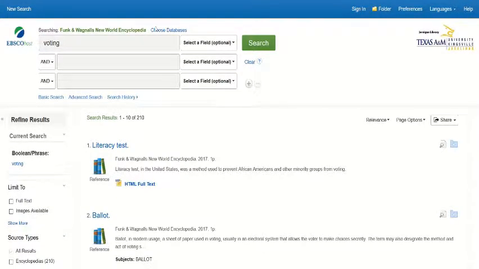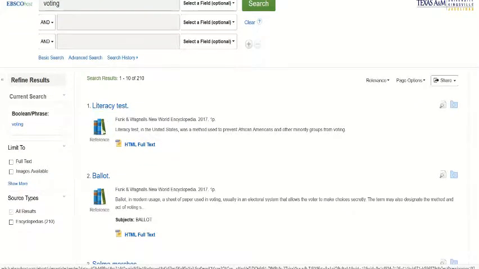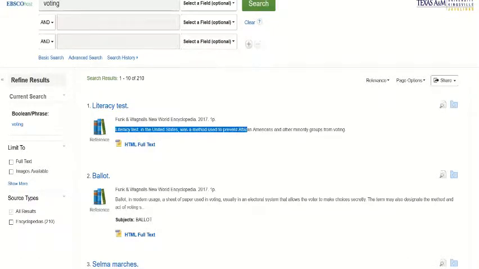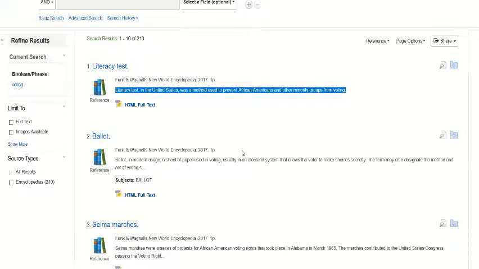Okay, now let's search again. I've searched for voting here as a different term. Some useful terms here, some useful entries. Literacy test. Literacy test in the United States was a method used to prevent African Americans and other minority groups from voting. So this useful one sentence summary gives us a clue as to whether or not this is a source that might be useful depending on our research. If we're particularly interested in the voting rights of African Americans or voter suppression of African Americans, if we're particularly interested in voting in the civil rights movement, this would be a useful entry.